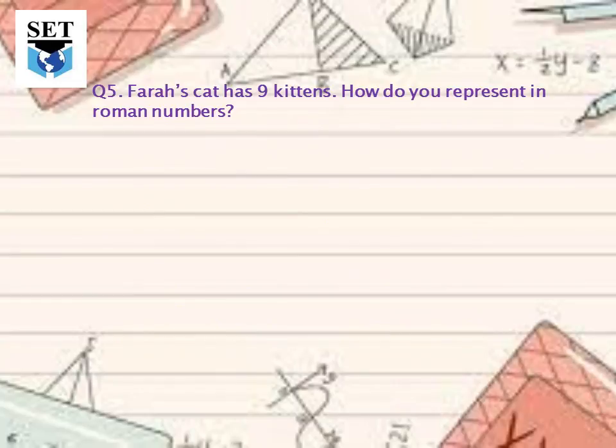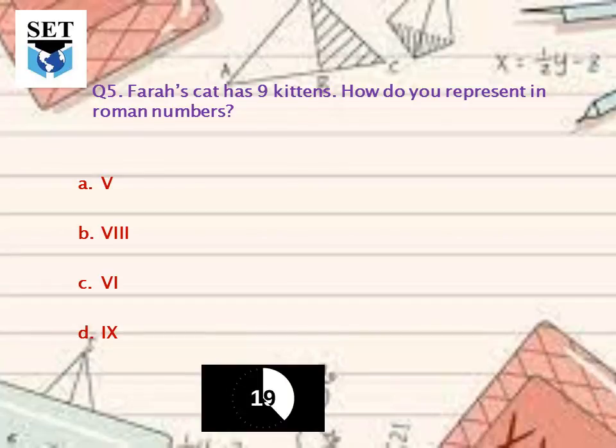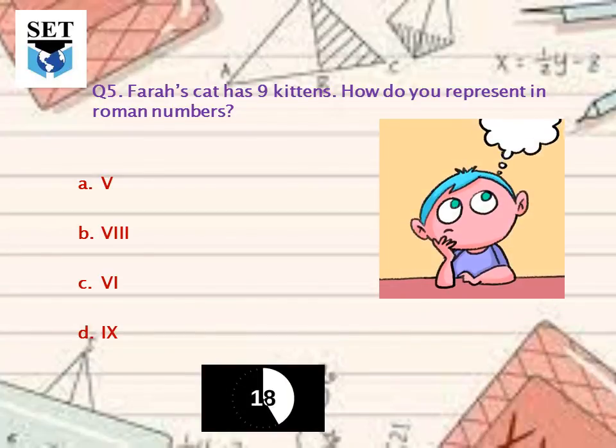Okay, this is the last question. Question 5 is, Farah's cat has 9 kittens. How do you represent it in Roman numerals? V, VIII, VI, IX. Yes, I think you can do it. Very nice. The correct answer is IX.